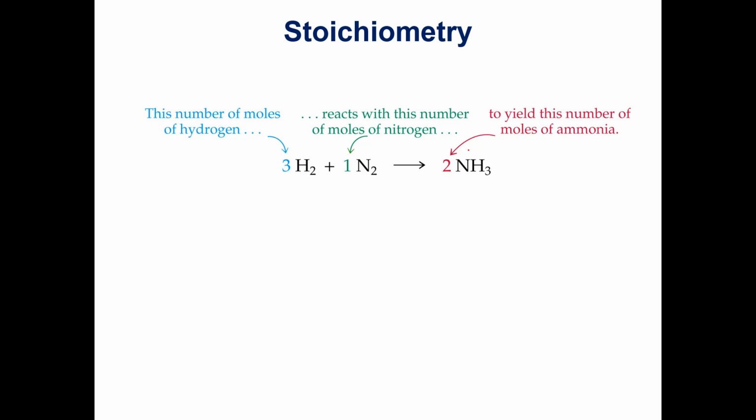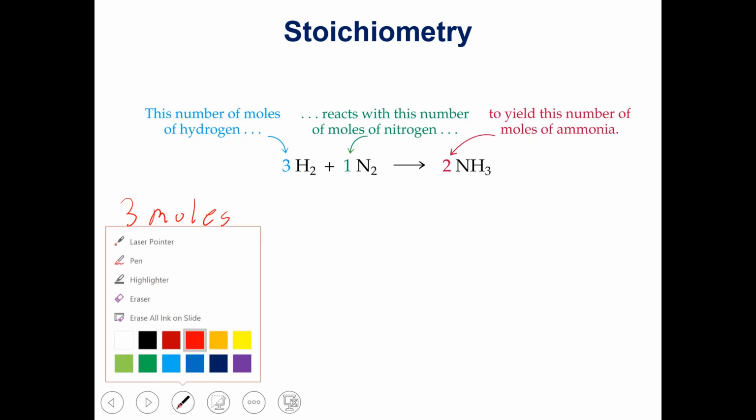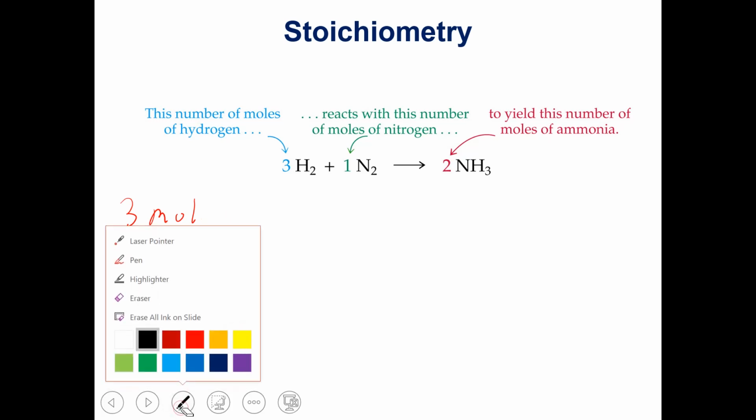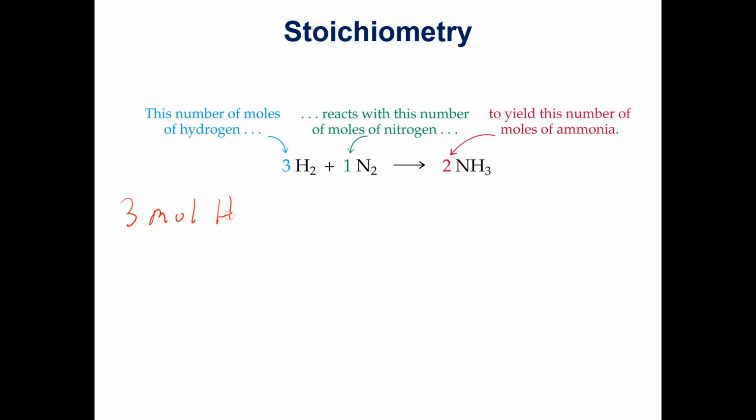And we can write a ratio between any of these to show how many moles of one reactant reacts with how many moles of another reactant or other product. So, for example, if I want to go from moles of hydrogen to moles of ammonia, I can write this as 3 moles, and I'm going to abbreviate moles here the way we usually do. So 3 moles of H2 form 2 moles of NH3.